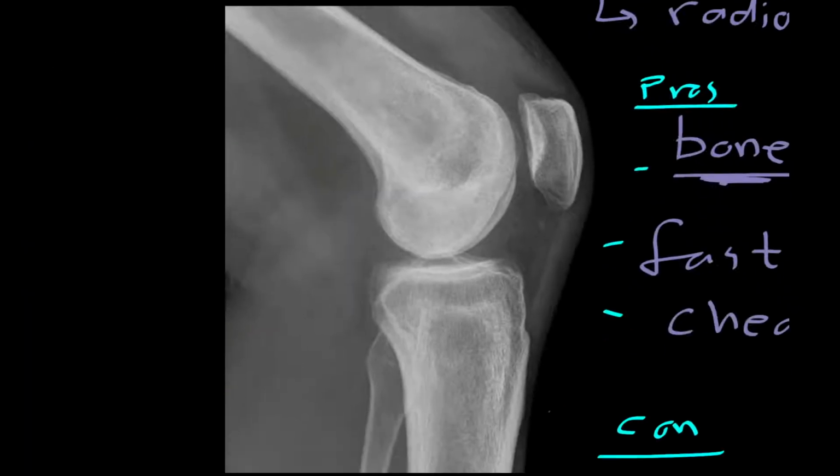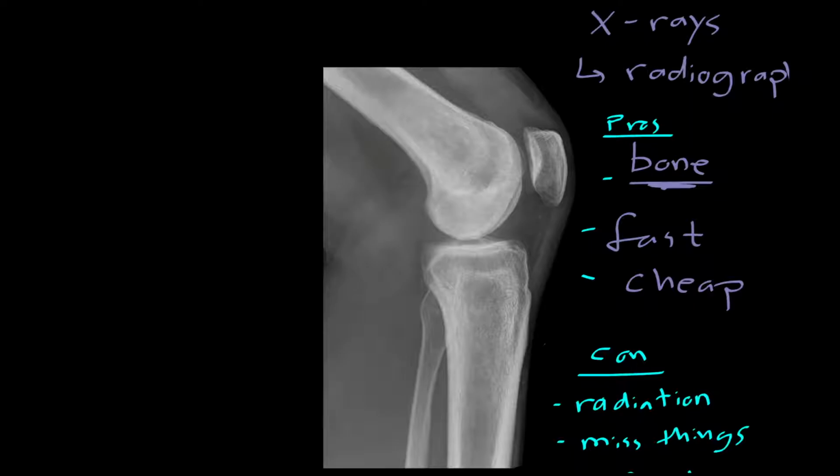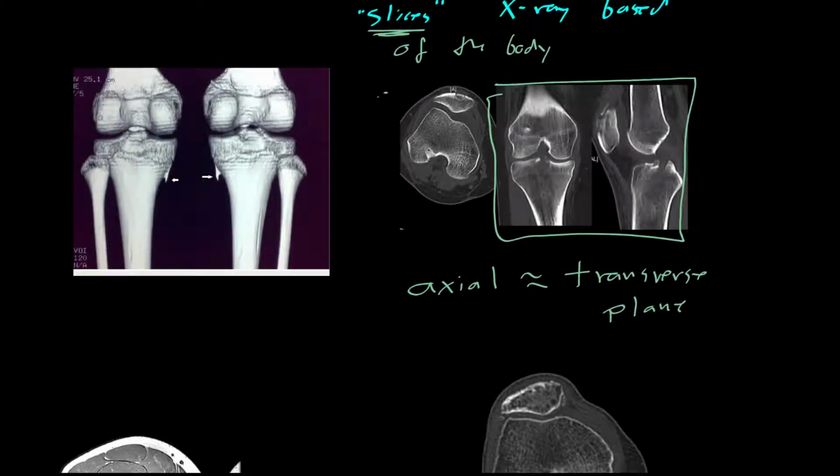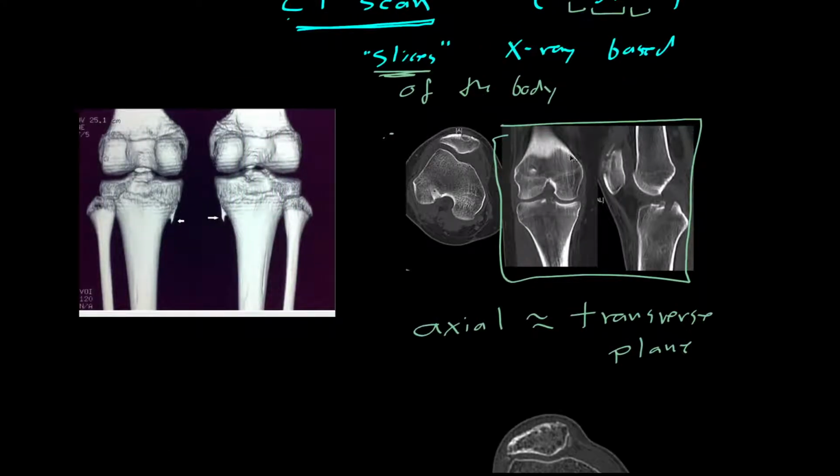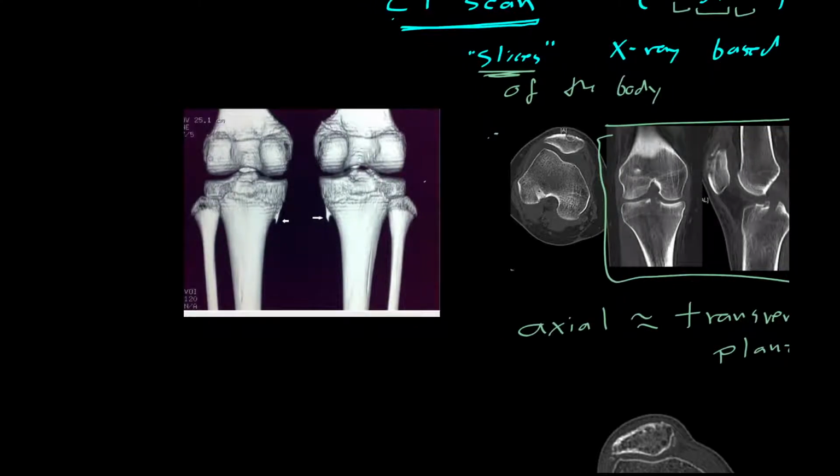So the X-ray sort of collapses the whole three-dimensional image of the bone onto one planar image. It's like we're taking all the slices of the bone and we just squish them together. The CT scan allows us to slice through the bone, step by step, however we want to look at it, in any plane of motion. So that's super convenient.